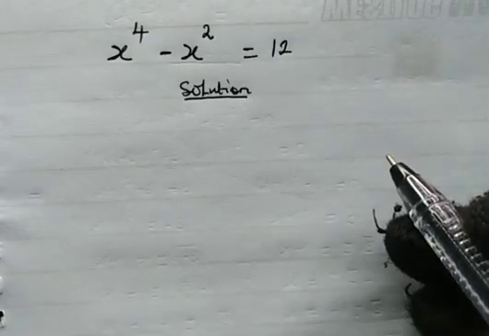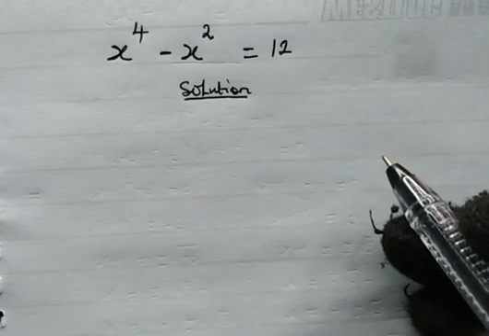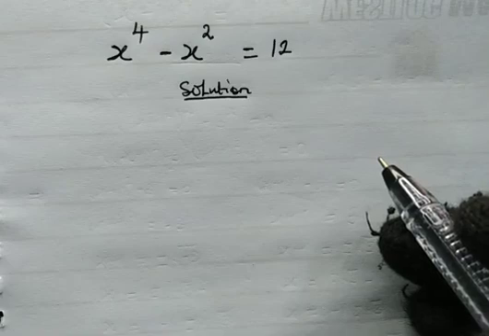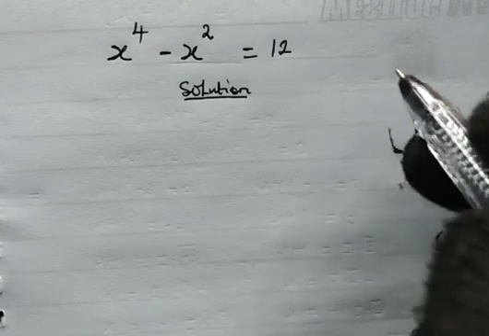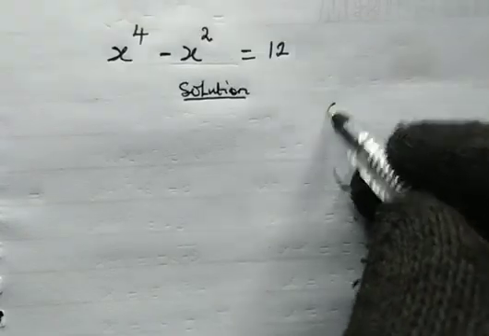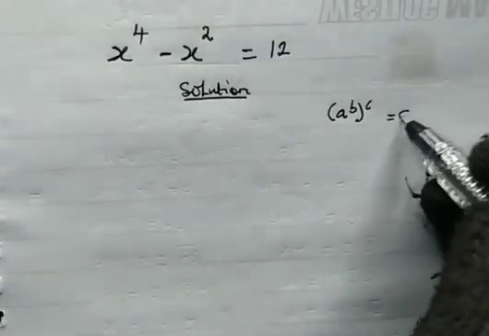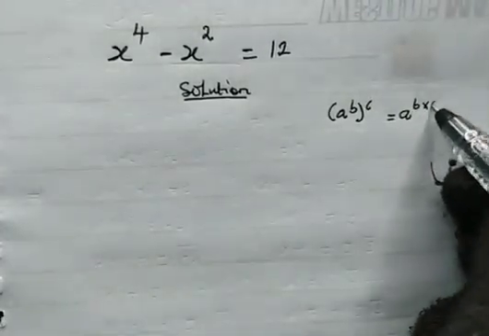Today we're going to solve for the values of x in the following given quartic equation. x to the power of 4 minus x squared is equal to 12. First of all, let us record this property that a to the power of b, raised to the power of c, is the same as a to the power of b times c.